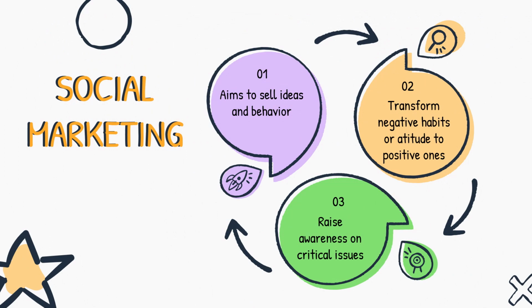Lastly, we have social marketing. This concept aims to sell ideas and behaviors or transform negative habits or attitudes to positive ones for the benefit of individuals or society as a whole. It is mostly used by nonprofit organizations to endorse their advocacies, raise awareness on critical issues, and ask for financial support for their projects. The primary focus of social marketing is for people to learn specific values and think and act for the greater good, rather than enticing them to purchase something.